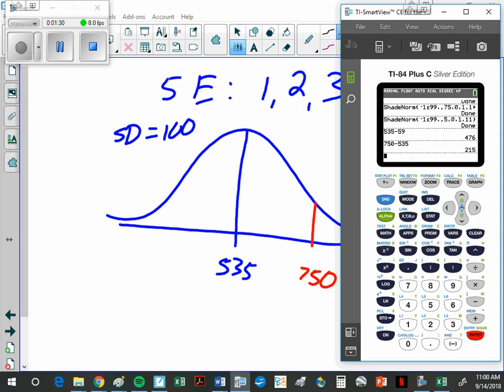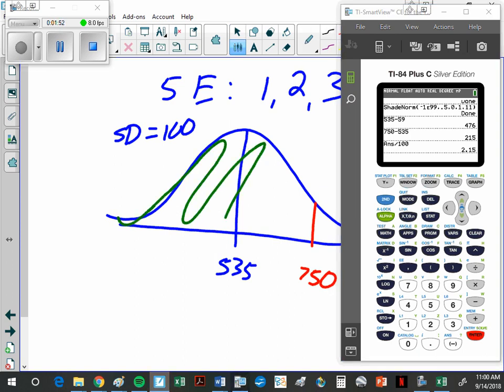Okay. So I need to turn this into a z by dividing by the standard deviation. And what does that number tell us? Good. 2.15 SD is greater than average. What do I do with that number? I'm going to shade norm and calculate this area, which will tell me the percentile.